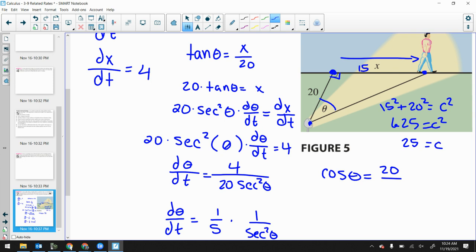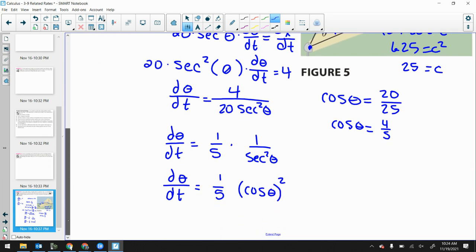Okay, so cosine of theta is 20 over 25. Did I really even need to calculate what the angle actually was? No, I didn't need to do that because I can figure out what cosine of theta is. Okay, let's reduce that down a little bit. Cosine theta is, divided by 5, 4 over 5. So cosine of theta is 4/5. Let's go back and plug that into our equation at the end. So that means that d theta dt is equal to 1/5 times 4/5 squared.